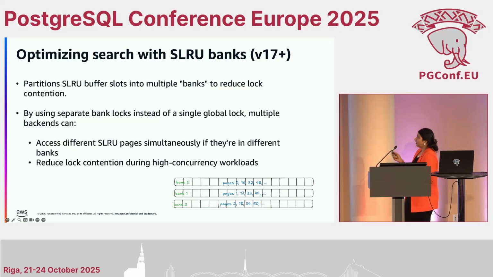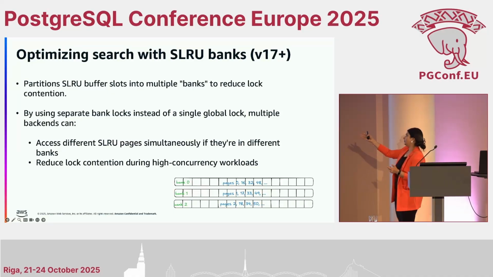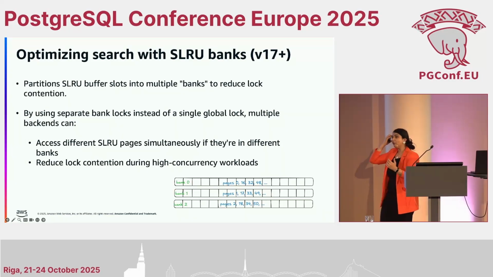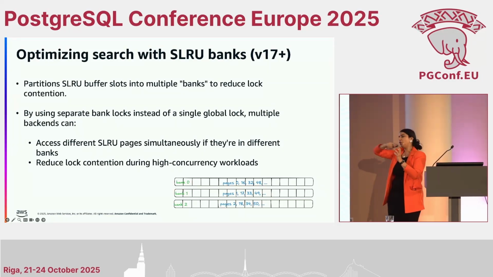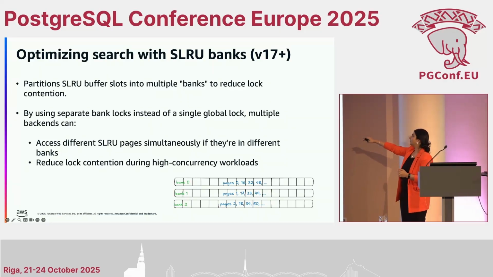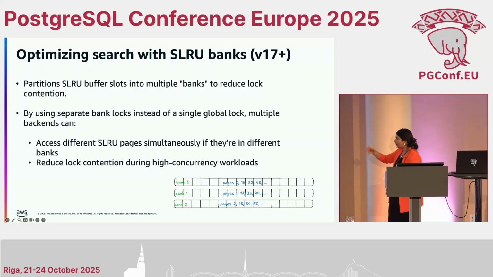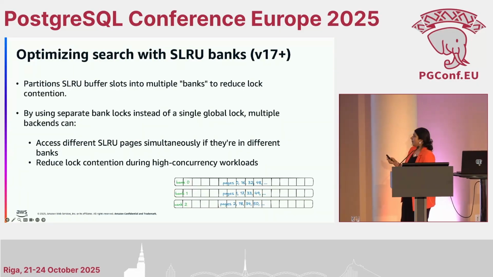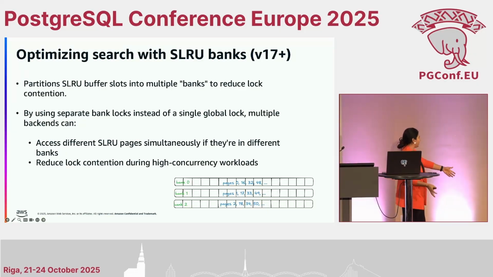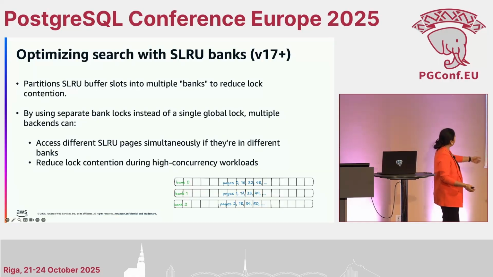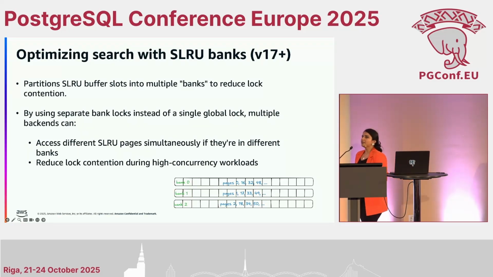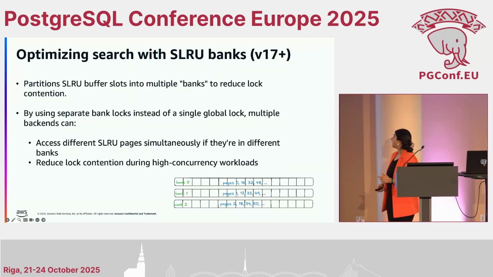And what is the benefit of doing this? It partitions SLRU buffer slots into multiple banks to reduce lock contention, because now you don't have to lock the entire SLRU globally. Instead of having a single global lock, you can have separate bank locks. And that means you can access different SLRU pages simultaneously if they are in different banks. This reduces the lock contention, and you can handle high concurrency workloads. So that is an optimization added in version 17.